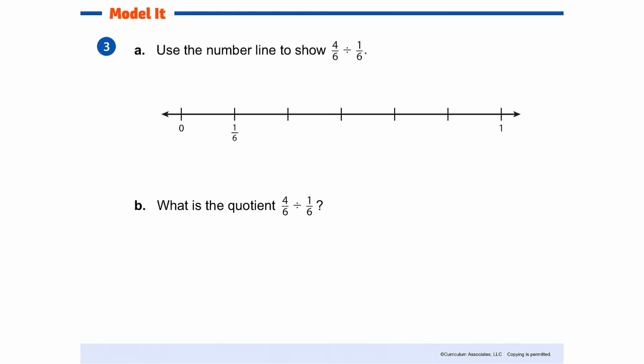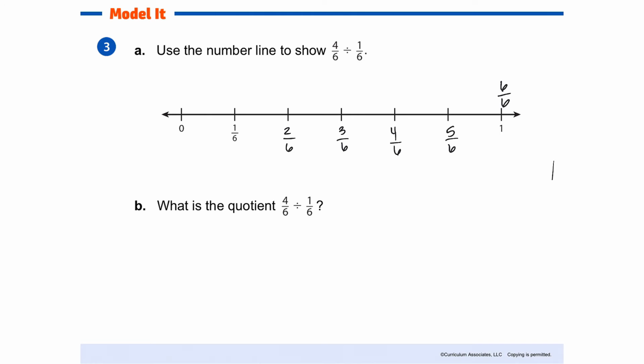Okay, now we're going to show 4/6 divided by 1/6, and we're going to use a number line this time. So this one has already been started for us. We have 0 to 1 whole, and because we are working with the denominator 6, we're going to mark 1 whole, which is the same thing as 6/6. So we're just going to go ahead and continue writing those. So 1/6, 2/6, 3/6, 4/6, 5/6, and then 1 whole, 6/6.